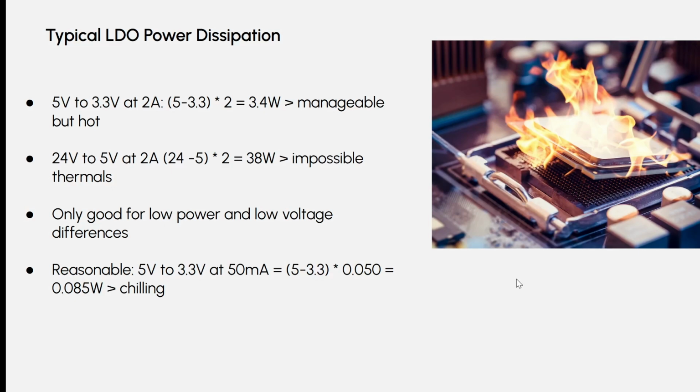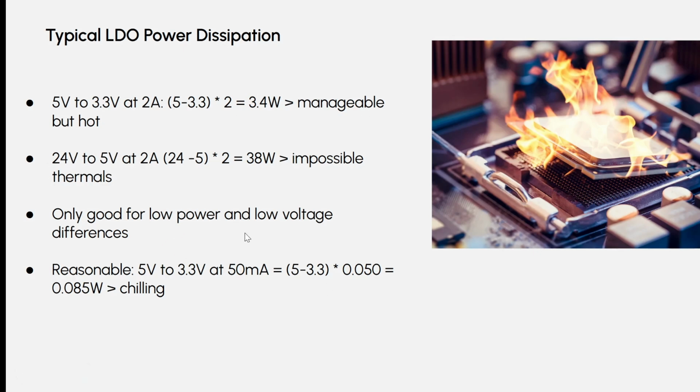Quick calculations here. If you're using a linear regulator to convert 5 volts to 3.3 volts at 2 amps, you dissipate about 3.4 watts. I would completely understand if this number means nothing to you. In my personal experience, if I were to dissipate this amount of heat on a small IC, that IC would probably get at least 150 degrees Celsius hot pretty fast. And 38 watts is like impossible. It's going to explode right away. And this is if you're doing 24 to 5 volts, which is a realistic application that we actually do in the flight system. So yeah, not good for that application.